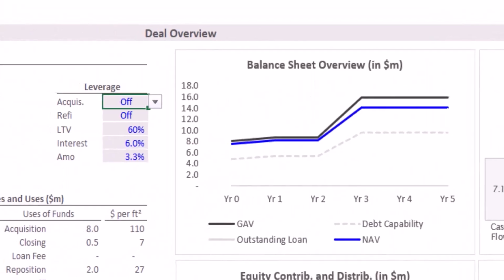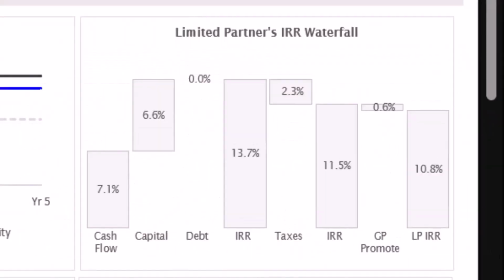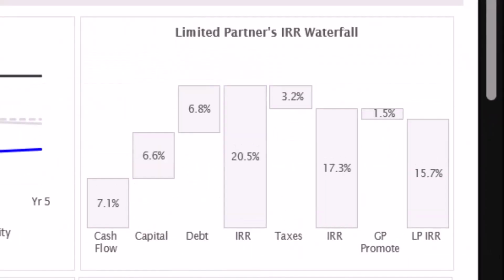Let's now look at our LP's internal rate of return waterfall graph. One of the interesting takeaways here is the graphical visualization of how we're allocating our value creation. We can see how at the 20.5% internal rate of return, profitability is evenly spread amongst cash flow, capital, and leverage. And after that, we can also see the impact of taxes and the GP's promoted interest.